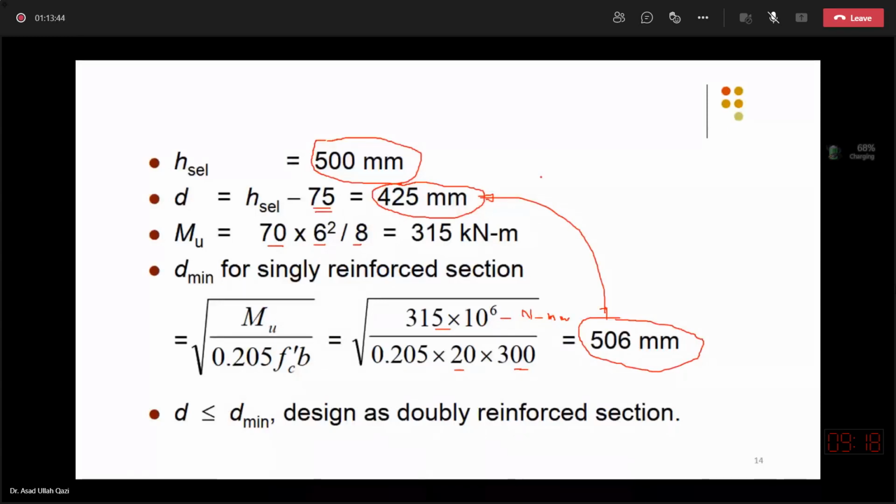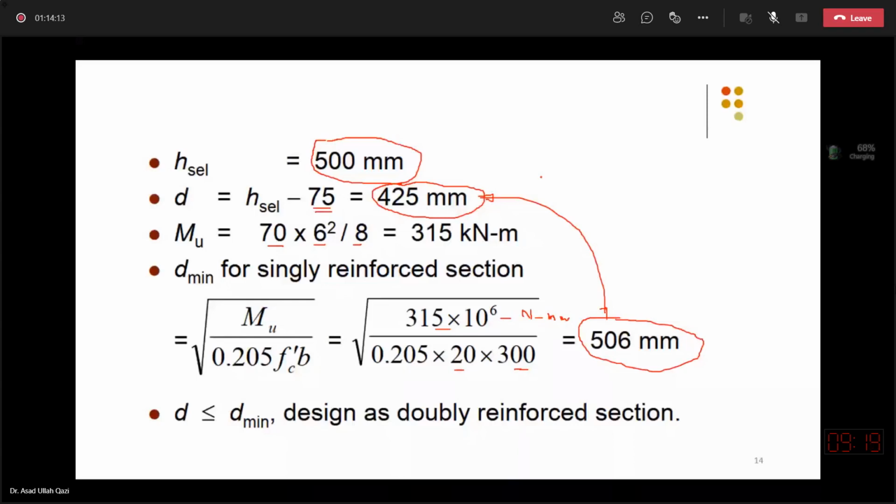If the questioner asks you directly, which will never happen in practical life, that an architect or client asks you to design a doubly beam, because client or architect have no idea about doubly beam. So if the question paper asks you to design a doubly beam, it means he's giving you a hint right in the beginning to go for the doubly beam design.